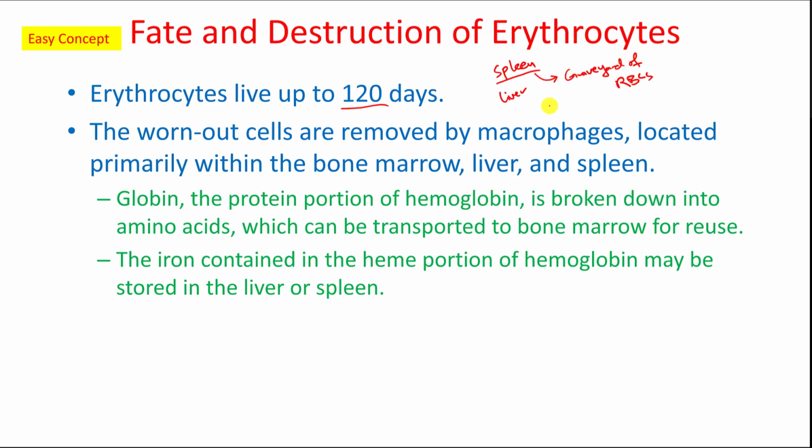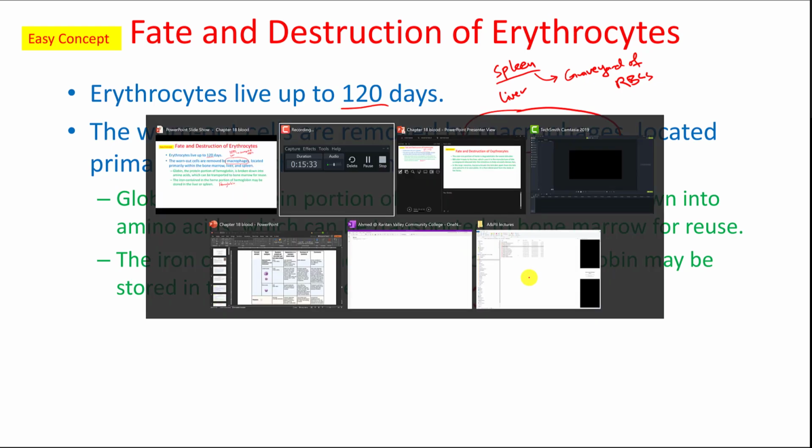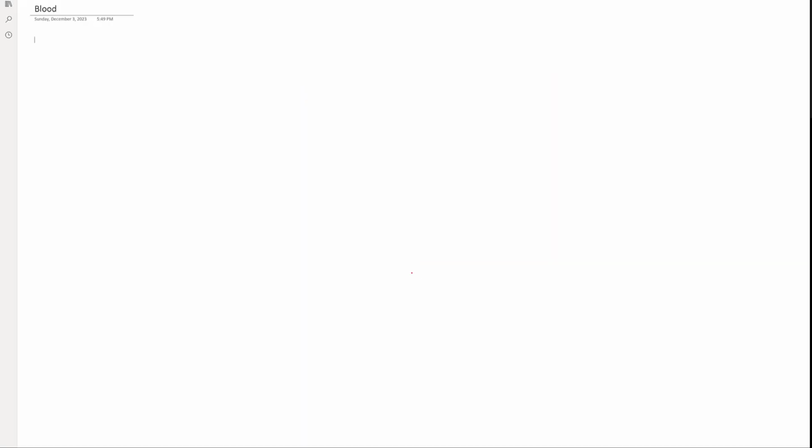Over there, they will get stuck and they will be eaten by macrophages. And from there, their content, or some of their contents, will get recycled. But some of their content also needs to be disposed. So mainly, of course, we are talking about hemoglobin. So let's move to here and talk about how the body gets rid of the components of the hemoglobin.